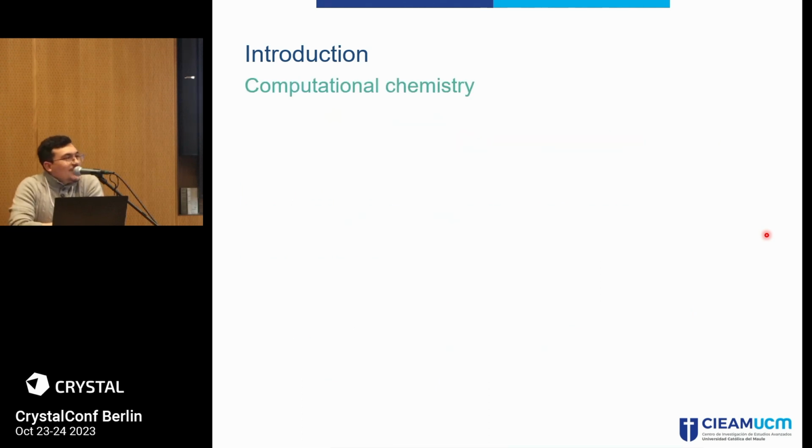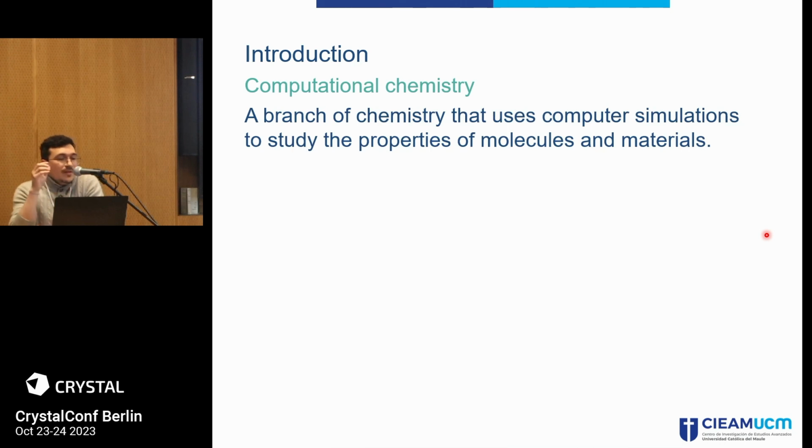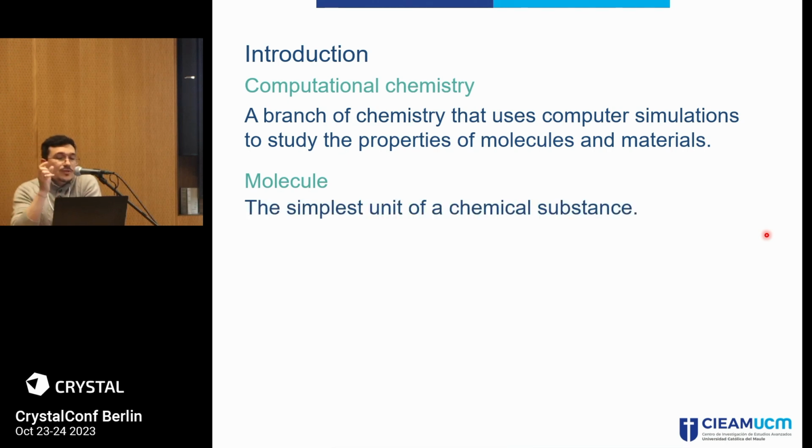Well, first of all, what is computational chemistry? A really short definition is that computational chemistry is a branch of chemistry that uses computer simulations to study some properties and behavior of molecules and materials overall. And another really important concept in computational chemistry is what a molecule is. A molecule is the simplest unit of a chemical substance, right? One molecule is defined as the binding of two or more atoms that are covalently bonded.